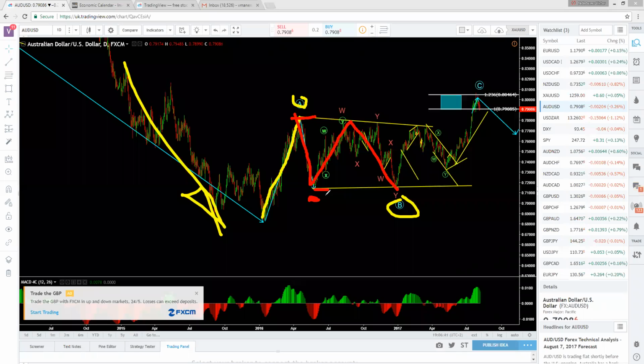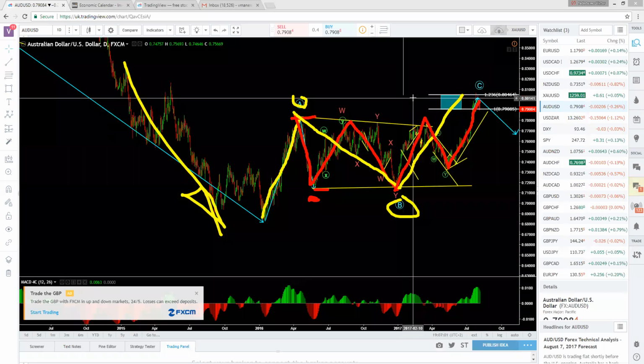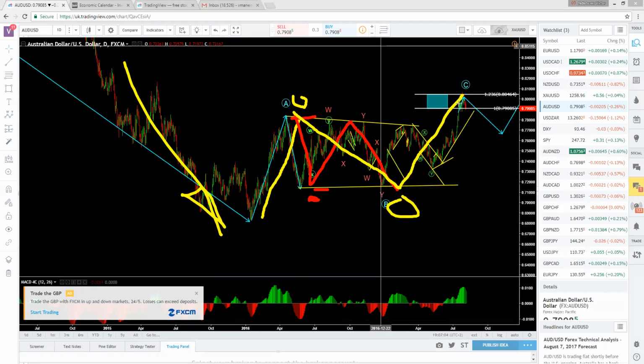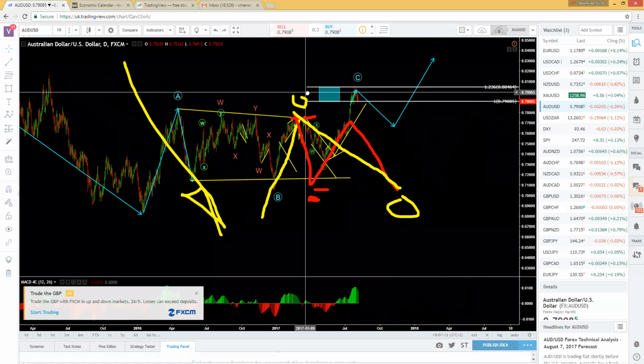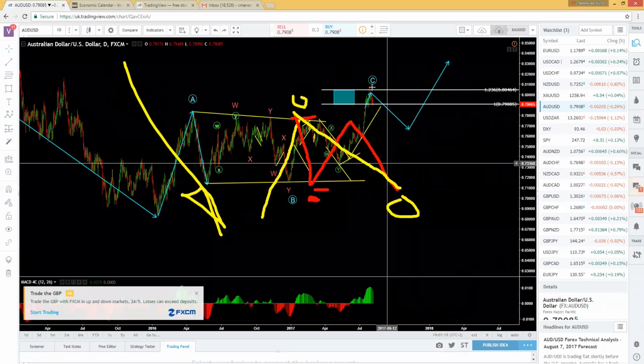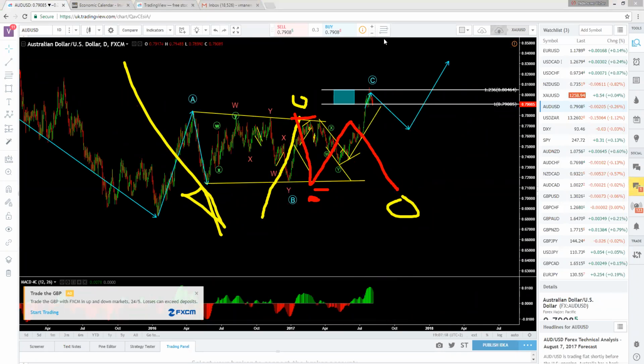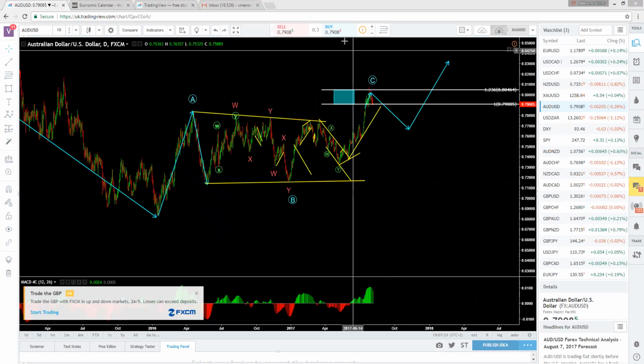So now what we would have expected is that this will do an A, B, and a C. But you can see that the C is not happening in a straight line. Underneath that C, there's this red. And we're expecting a pullback in this area in the blue box.